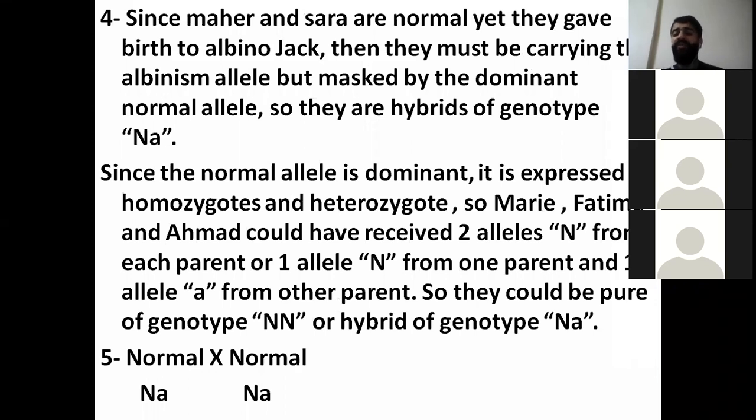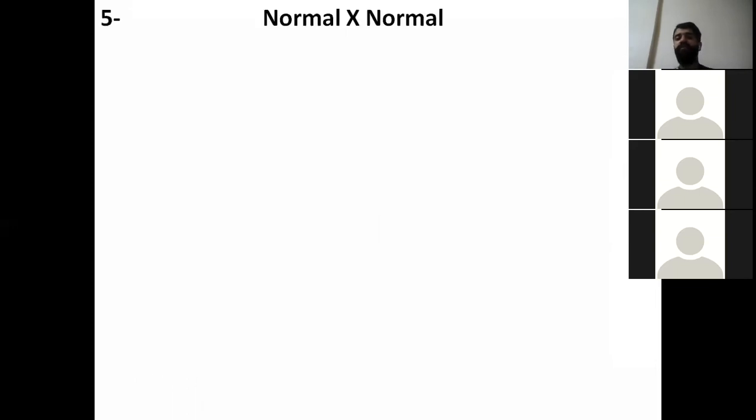While Marie, Fatima, and Ahmad, they are normal, but we can't know if their genotype is pure, N N, or hybrid, N A. So it can be N N or N A. That's why we can't determine this unless we have a special technique. Then we move to perform the essential factorial analysis. Always in the factorial analysis, we start with the phenotype. So the phenotype, both of them, they are normal.